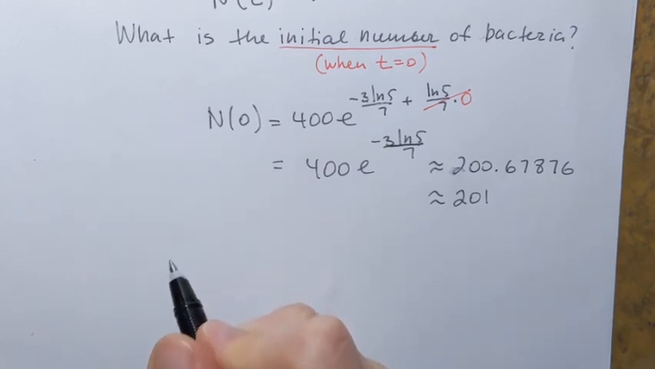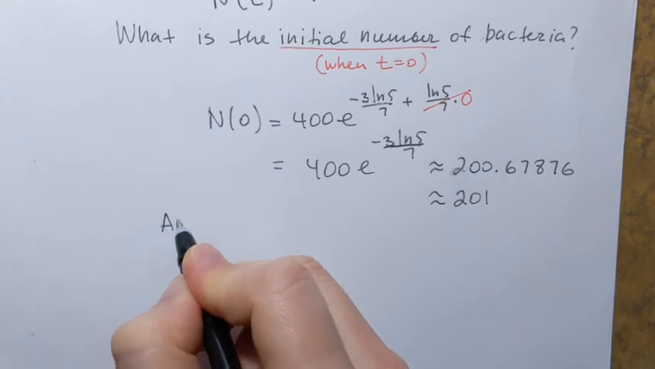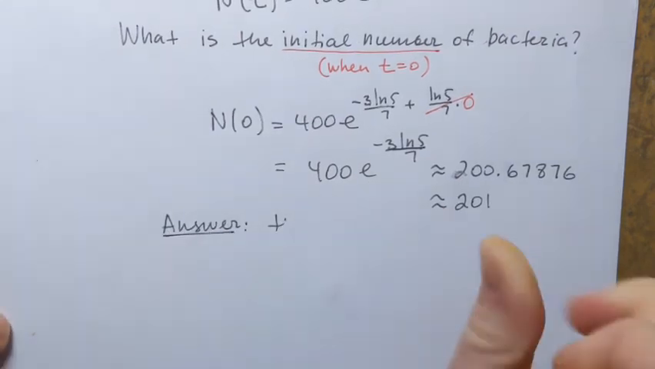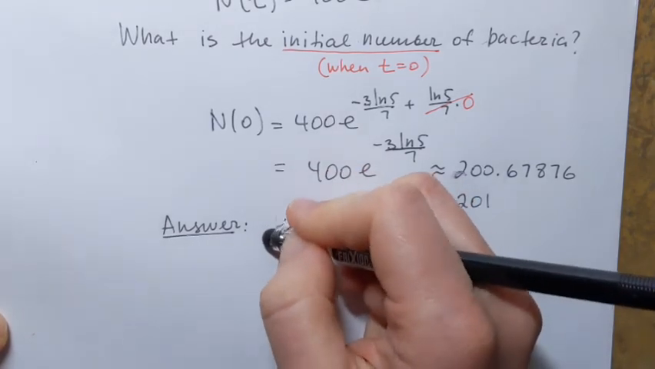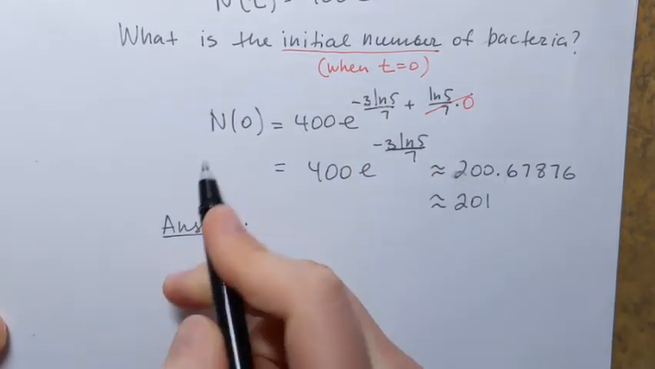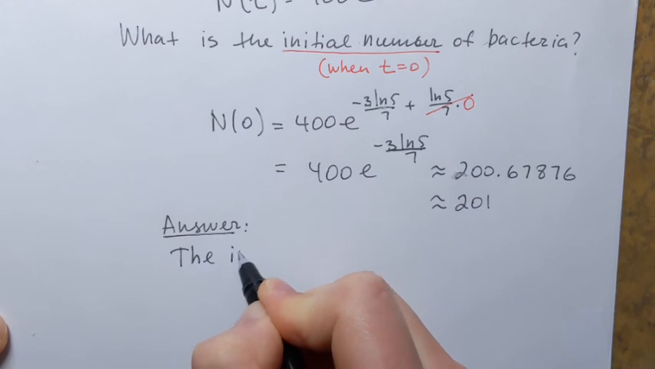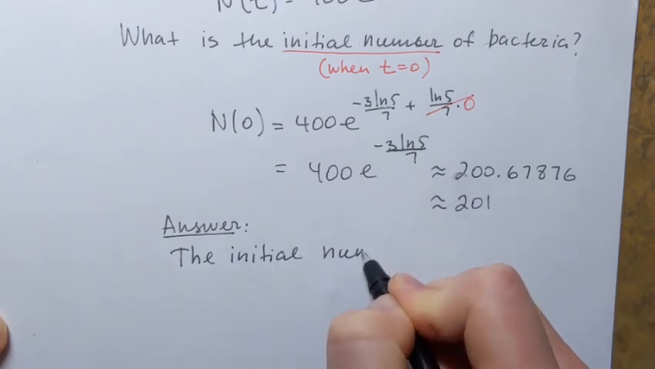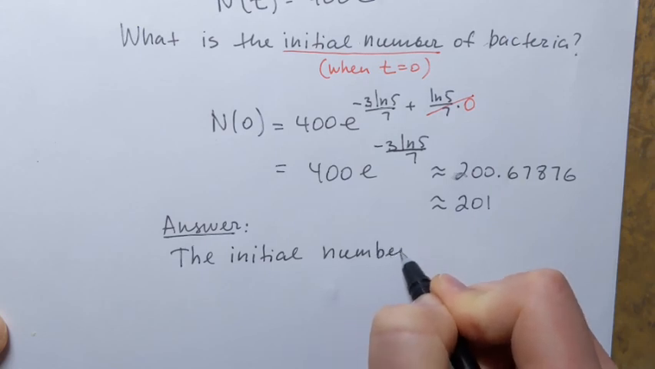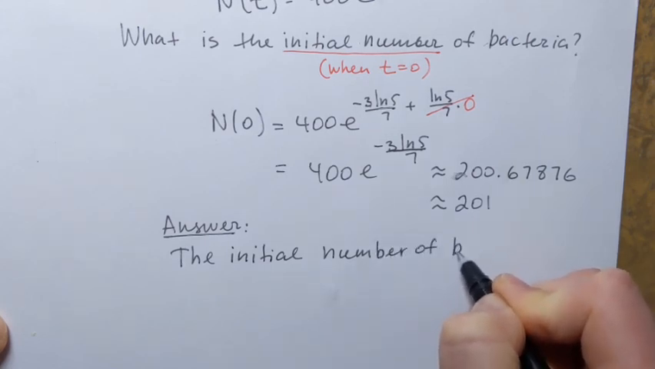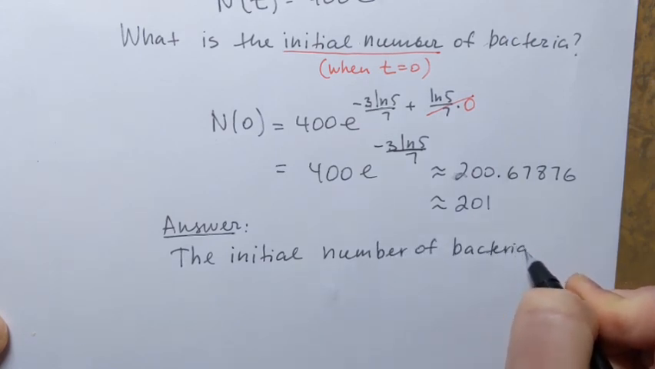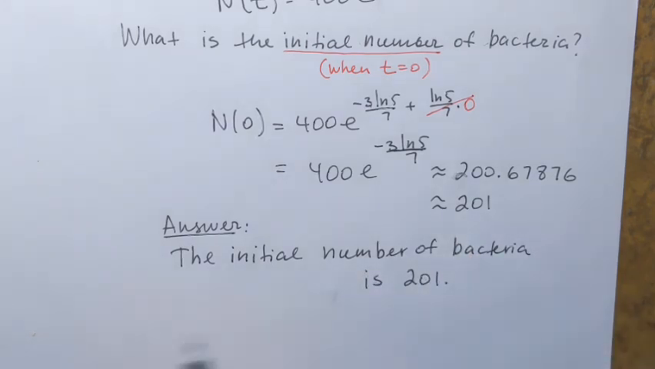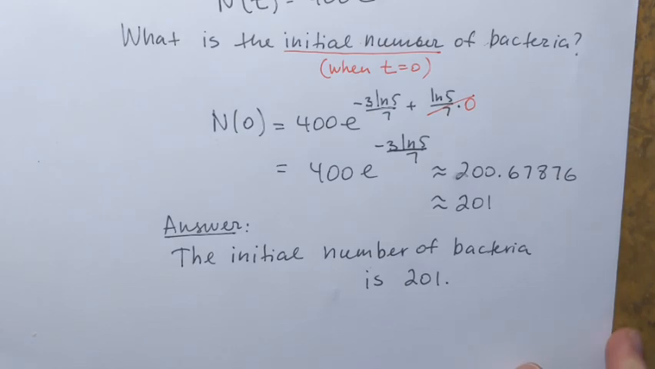I'll write that down. So answer: The initial number of bacteria is 201. Okay, and that's how you do this problem.